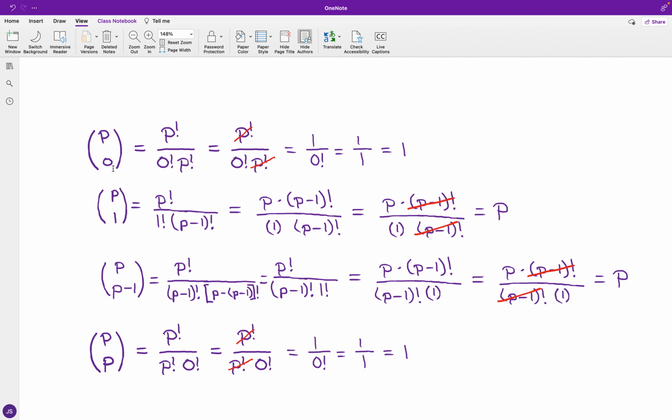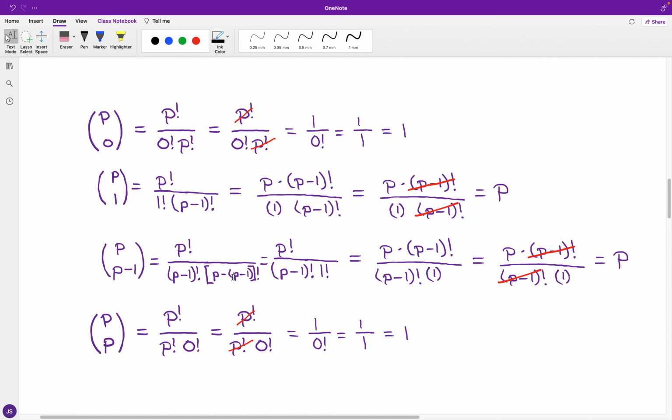Again, if the bottom number is 0, or if the bottom number and the top number are identical, then the binomial coefficient reduces to 1. However, if the bottom number is 1 or happens to be 1 less than the top number, then that binomial coefficient reduces to the top number, in this case, P.